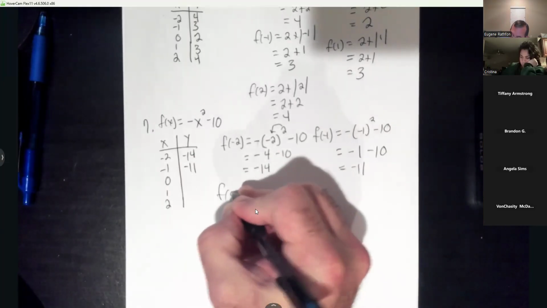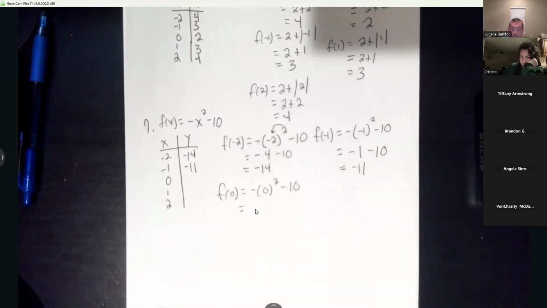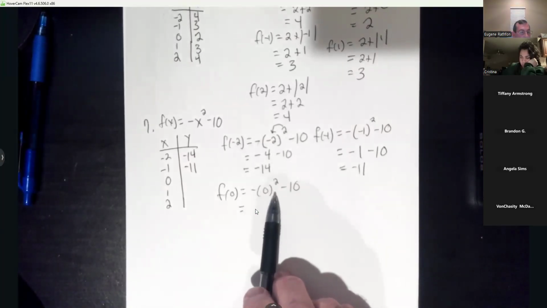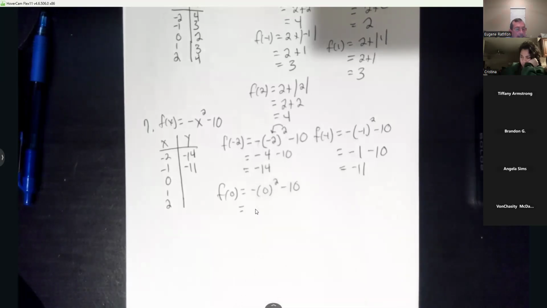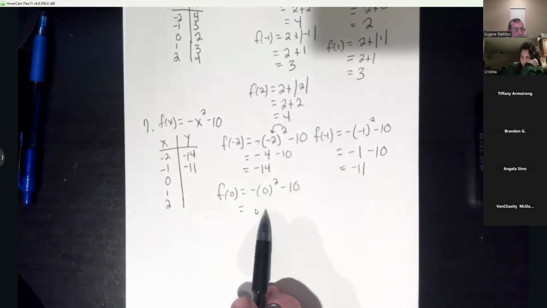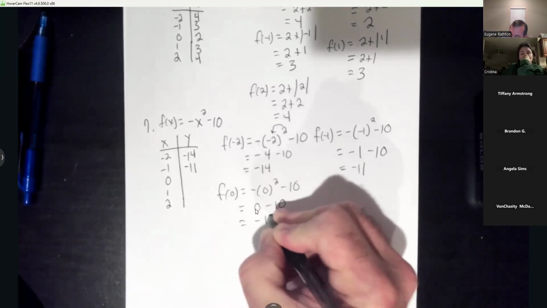All right, do me a 0. So if you square to 0, you get a big 0, and 0 minus 10. What are y'all getting here? -10, right? Because 0 squared is 0. 0 times that negative, so you got 0 minus 10, which is -10.